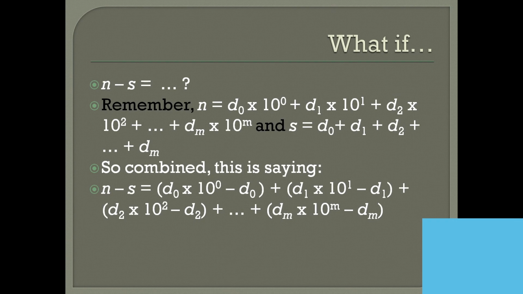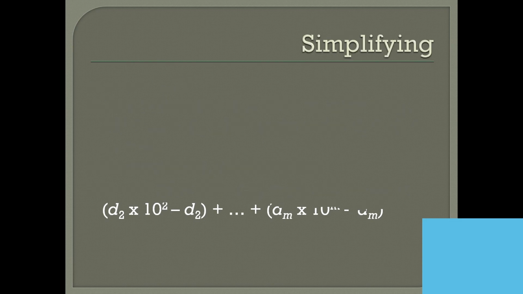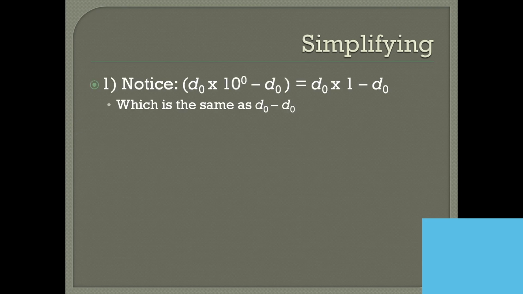Then we're going to add in D1 times 10 to the first minus D1 itself, plus D2 times 10 to the second power minus D2, and so on, up to Dm times 10 to the m minus Dm. And yes, that looks complicated, but notice something here. First, D0 times 10 to the 0 minus D0 gives us, since 10 to the 0 equals 1, the same thing as saying D0 minus D0, which is 0. So we can just ignore that one completely. Just remove D0 from our equation.